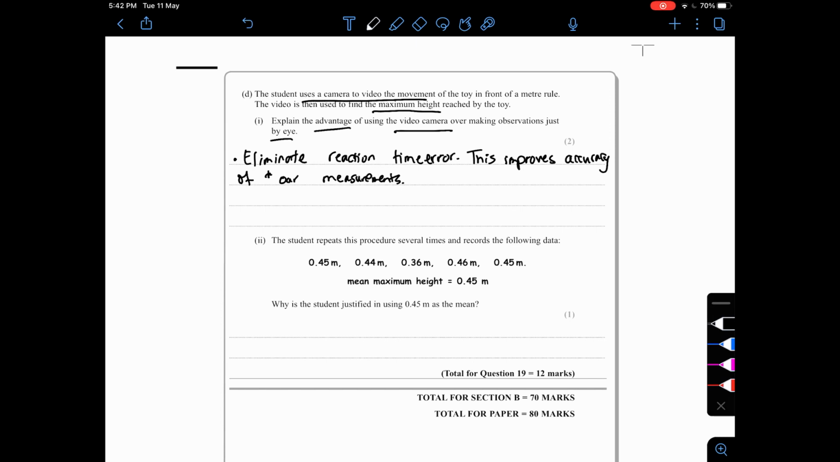The student repeats this procedure several times and records the following data. We have five values, and they're all pretty similar. They tell you the mean maximum height is 0.45. You can see that these are very similar, and then you have this result over here, which we call the anomaly. So why is the student justified in using 0.45? Because 0.36 meter is an anomalous result. That is why.